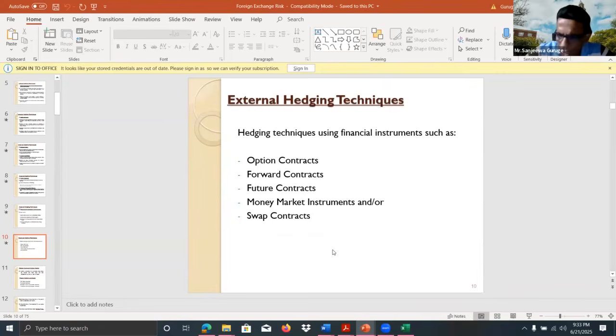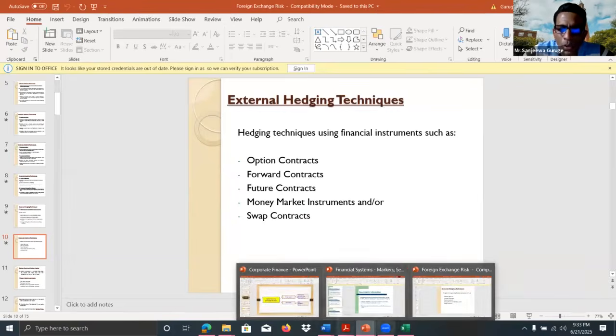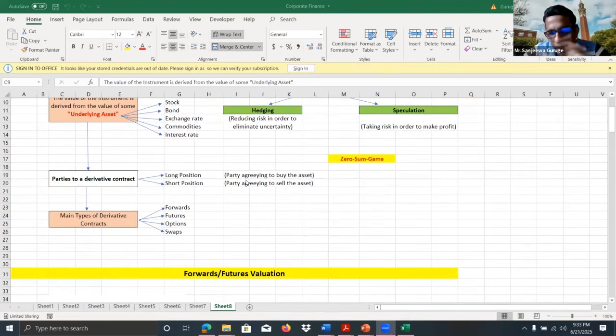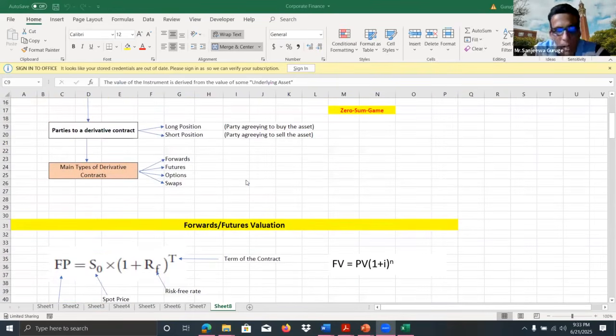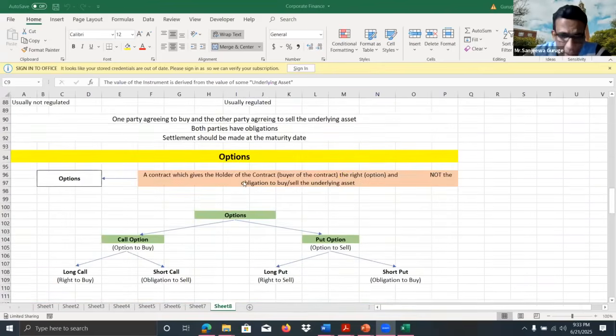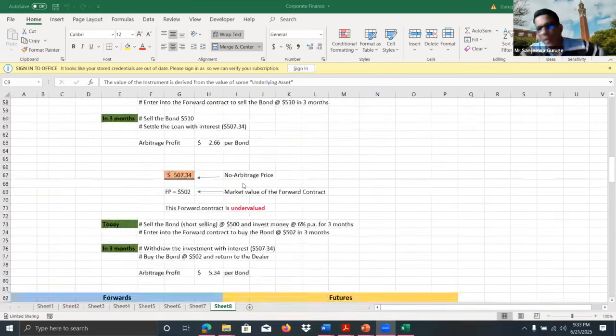You have learned derivatives, and due to time limitations we will not be able to discuss them in detail. But for your benefit, I think you already know these different types of derivative instruments. I have included the main features of these different types of instruments, because these derivatives are external hedging strategies.